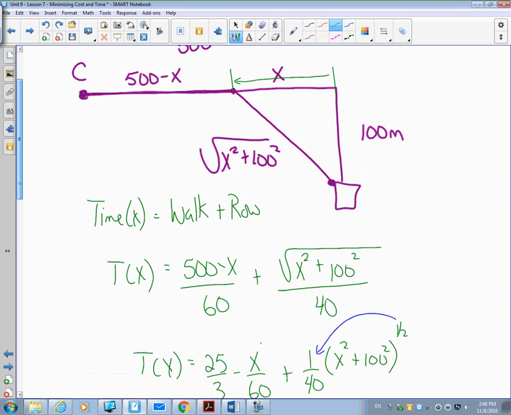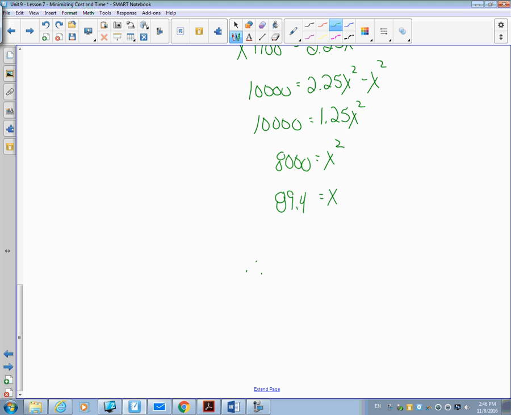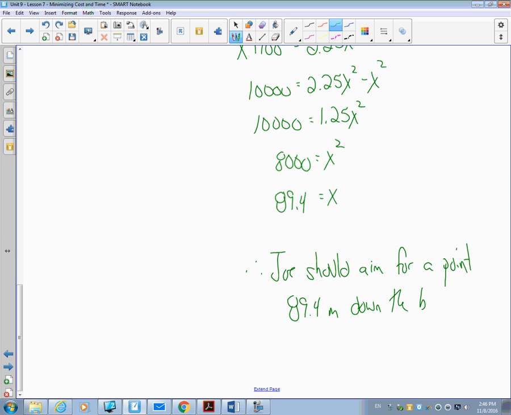So, how do I answer my question? Therefore, Joe should aim for a point 89.4 meters down the beach towards the camp. It's not 89.4 meters from the camp, it's towards the camp.